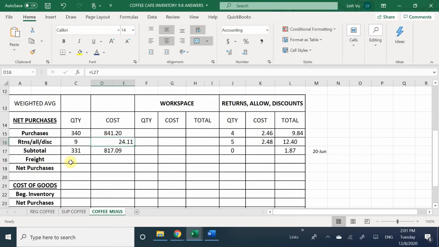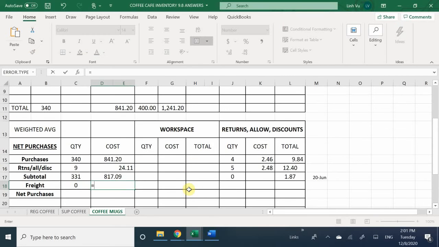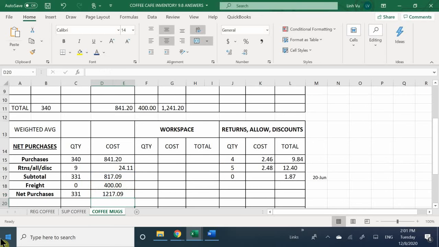Good. As we know, freight doesn't increase our quantity, but it does increase the value. So we're going to add our total freight here. Now what is my total that I have available, or my net purchases? $1,217.09. Good.